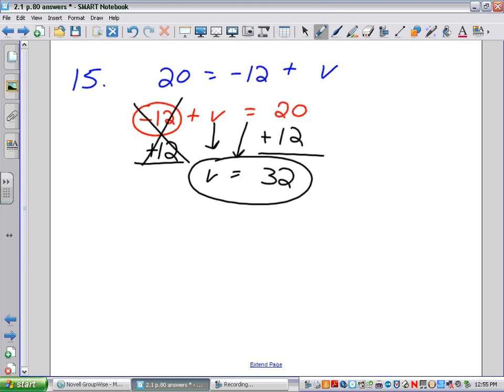There's my answer. So that's your notes for section 2.1, page 80.